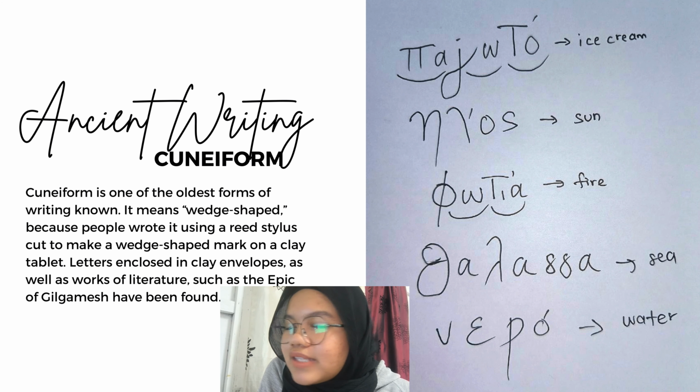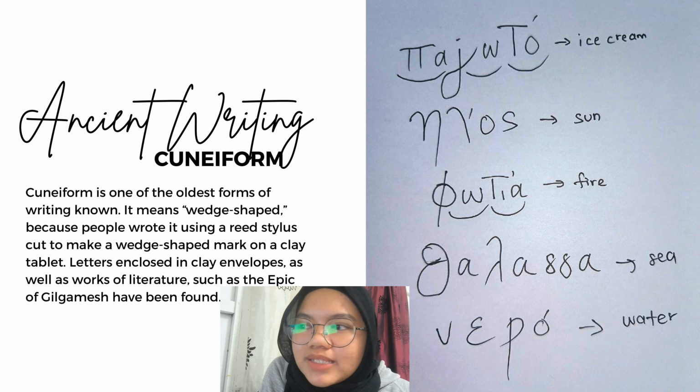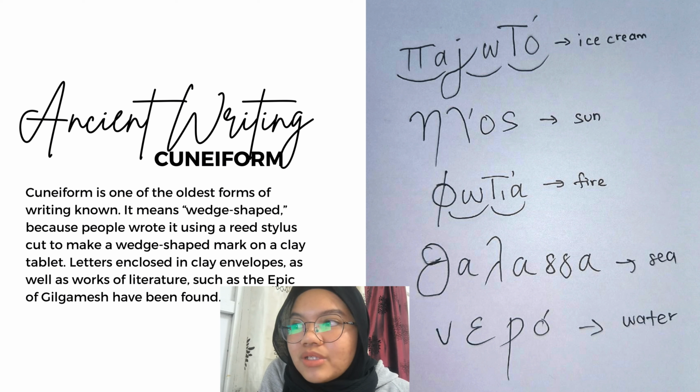On page 70, it's ancient writing, cuneiform. Cuneiform is one of the oldest forms of writing known. It means wedge shape because people wrote it using a reed stylus cut to make a wedge-shaped mark on a clay tablet. Letters enclosed in clay envelopes, as well as works of literature such as the Epic of Gilgamesh, have been found.